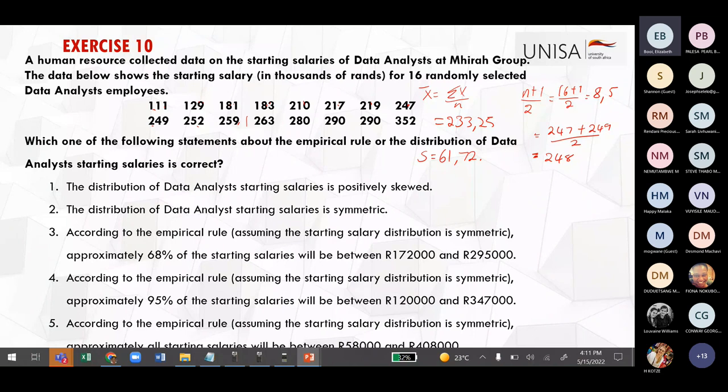We need to find out if the data is positively skewed. So let's see the mean and the median. The mean is 233.25 and the median is 248. So the mean is less than the median. Therefore, it is supposed to be negatively skewed. So here it says it's positively skewed. All right, so that should not be the right one. And it says it's symmetric, but we know that they are not equal, so it's not symmetrical.